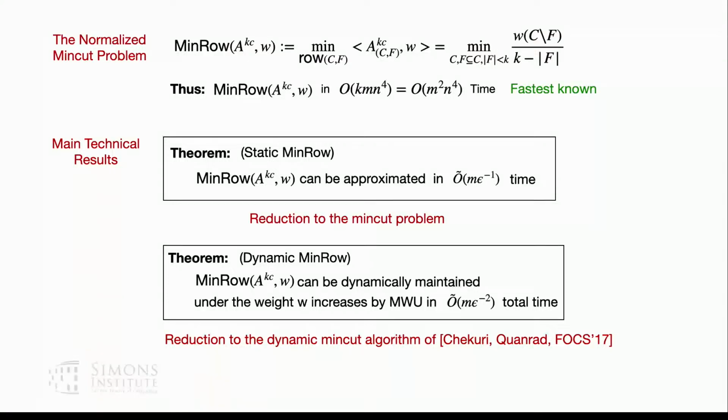Another result is that we can maintain it dynamically under the weight increase of the multiplicative weight framework. The total time is still the same as the dynamic min cut problem in the Thekoli and Conrad work that they provide for the kECSS problem. Now I will get a little bit technical, to give you a sense of how this can be done in the static version.